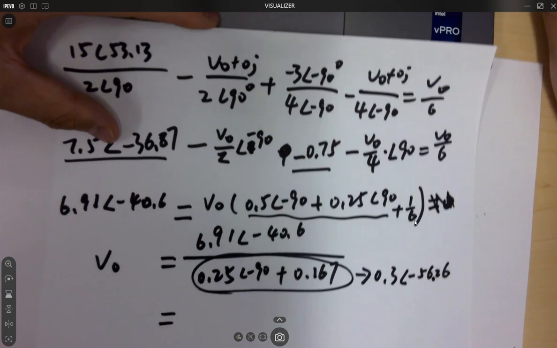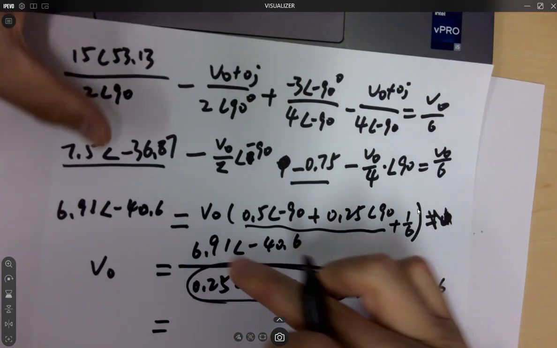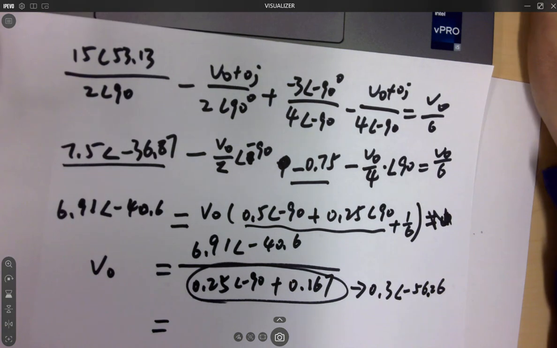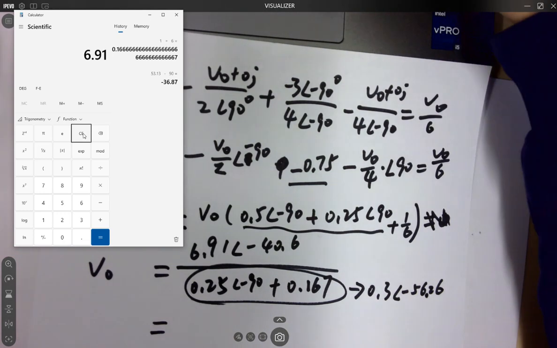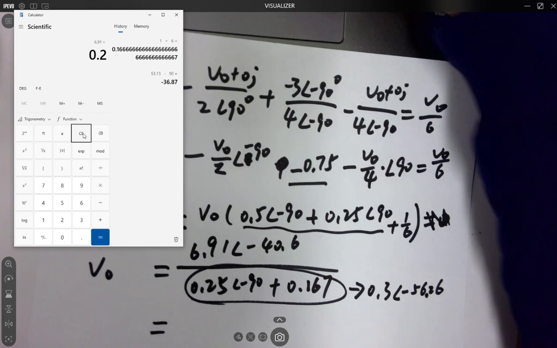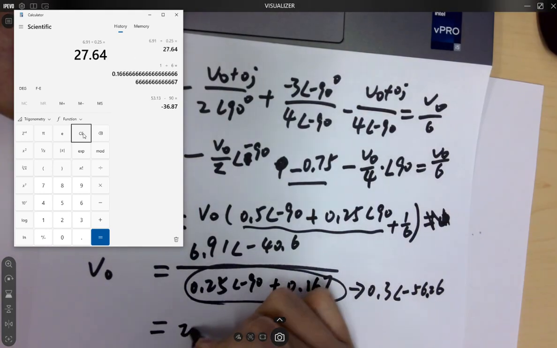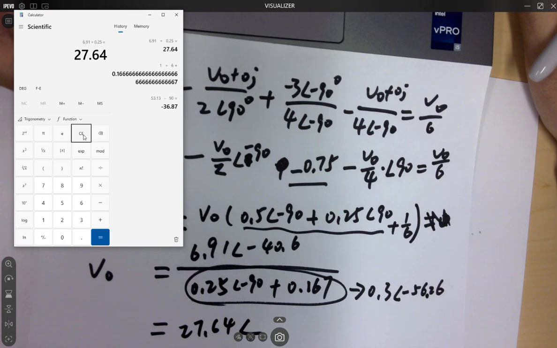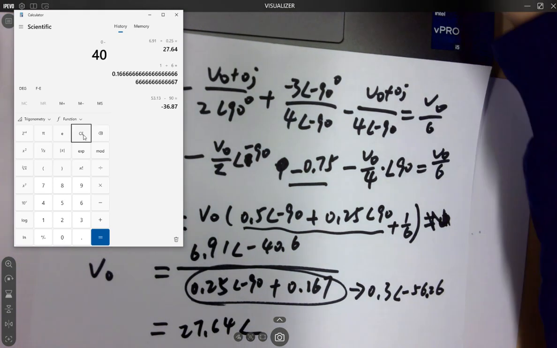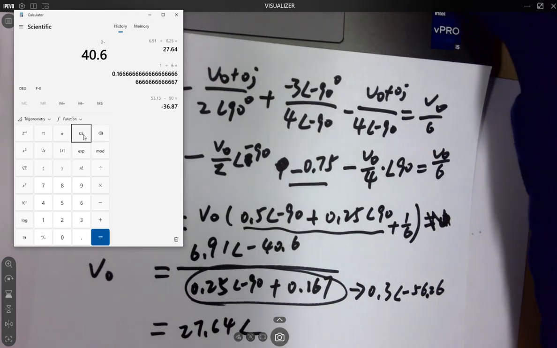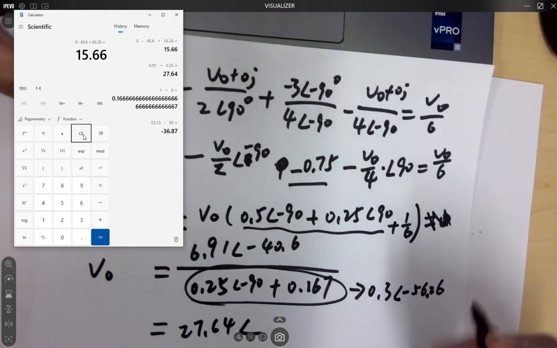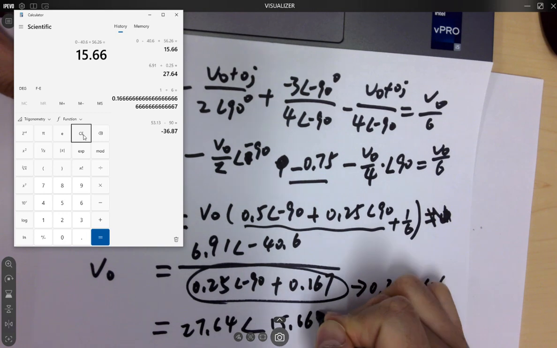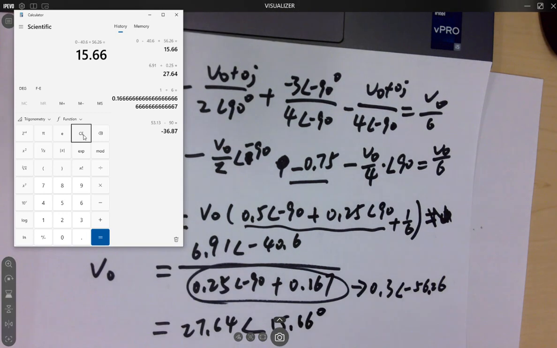Okay, and now it becomes easier. Just directly do a division here and subtraction here. Let's see if this is right. 6.91 divided by 0.25. This is 27.64, and the angle is minus 40.6 plus 56.26. This is 15.66 degrees. Let me take a look at it, see if this is right.